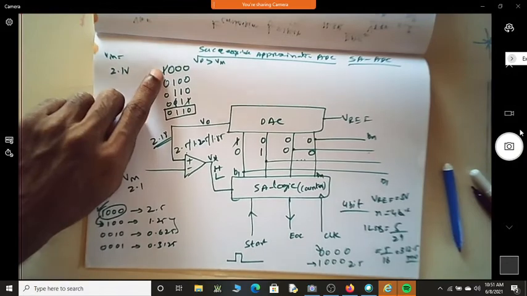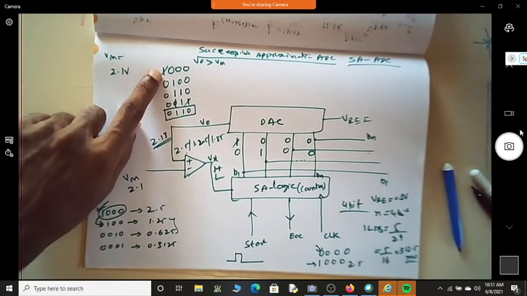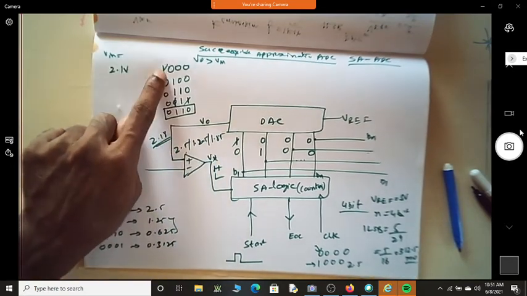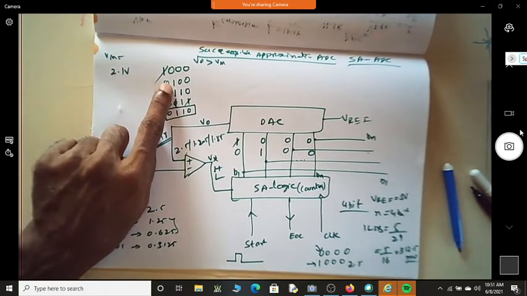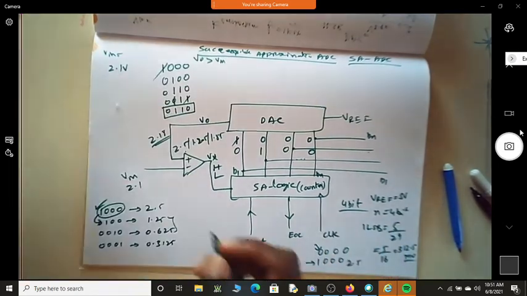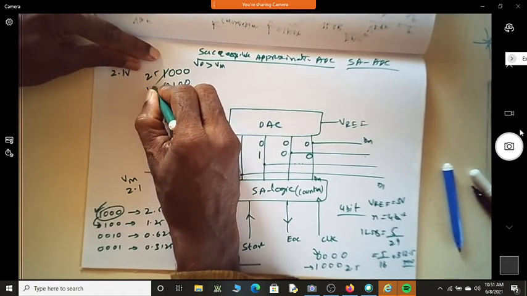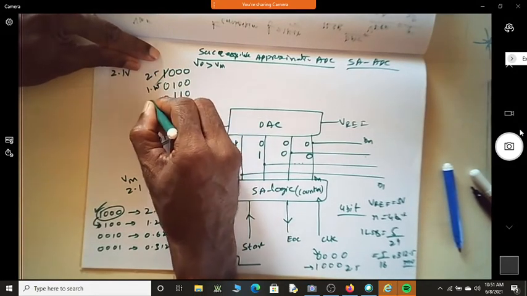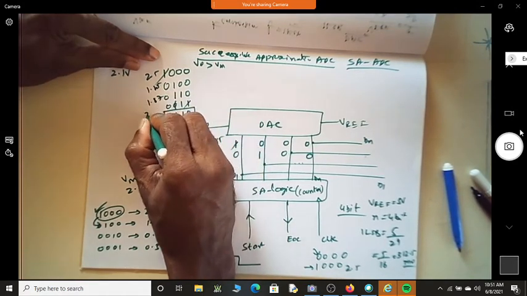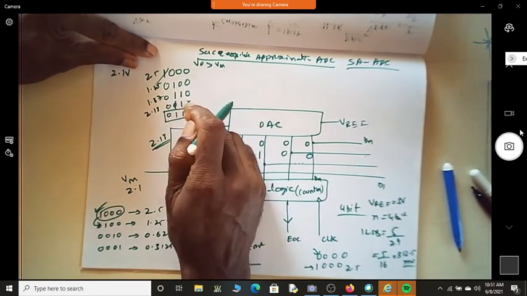Why are you discarding this from 1 to 0? Sir, V0 is greater than Vin. Whenever you get a high logic here, you discard it and go to the next bit. Here you can see this was greater than 2.1, it was actually 2.5, that's why you discarded. Then it is 1.25, you retain. Then it is 1.875, you retain. Then it is 2.18, you discard this, and finally you have this as the value.